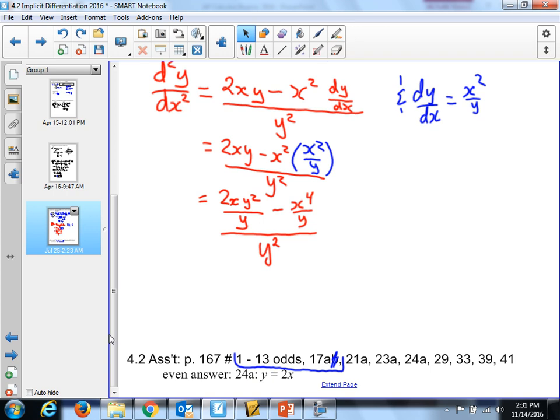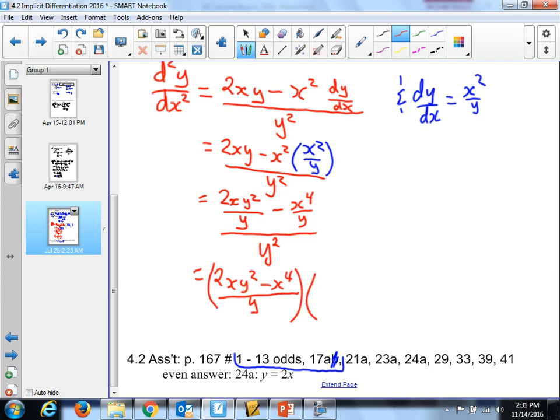And if you're thinking that way, you might be thinking what I'm thinking. 2xy squared minus x to the 4. I'll write it out in two steps. If you see how to do it in one step, go ahead, do it in one step. I'm not going to hold you back. So that's the numerator multiplied by the reciprocal, 1 over y squared. You don't have to do it this way if you could see that and just say, oh, it's y cubed, because subtracting negative 2, maybe you were thinking that.